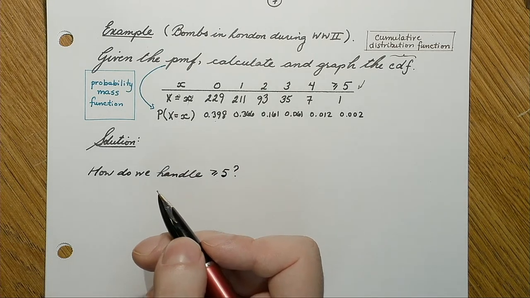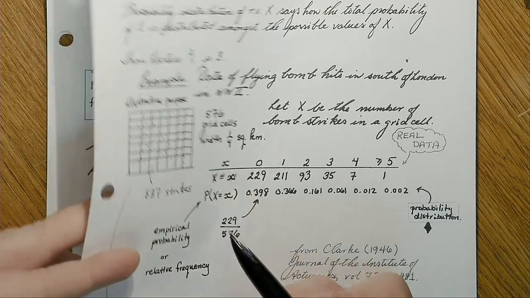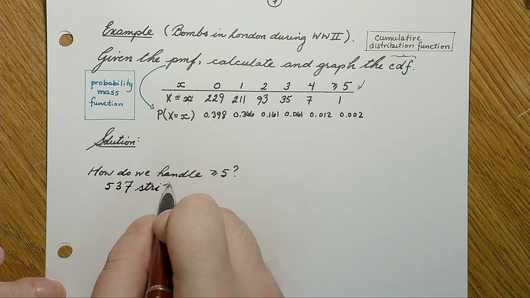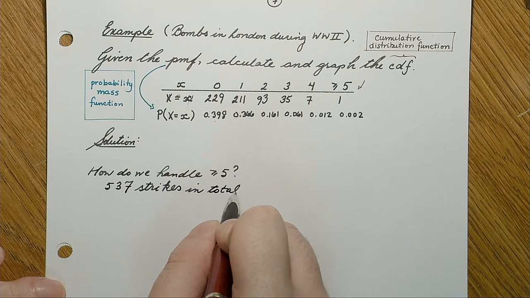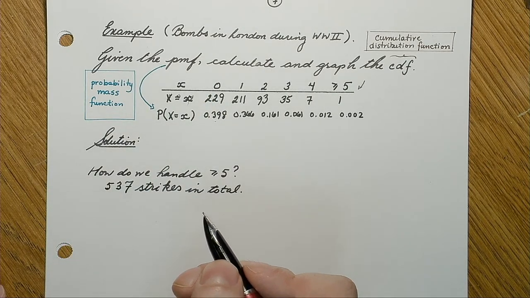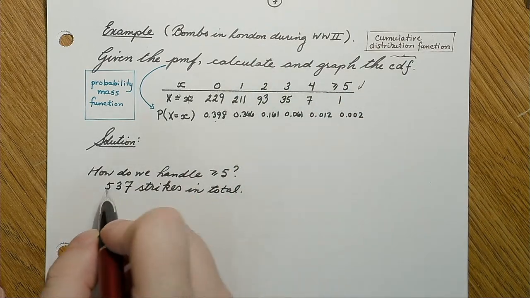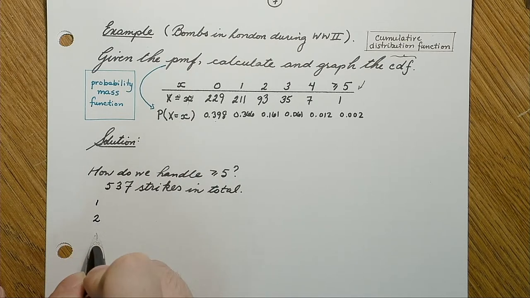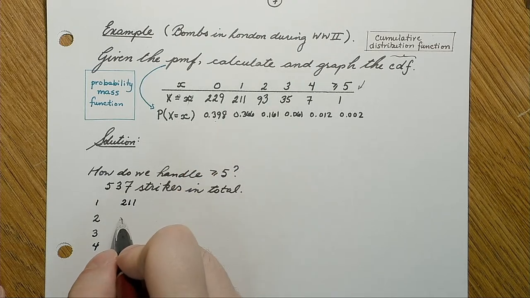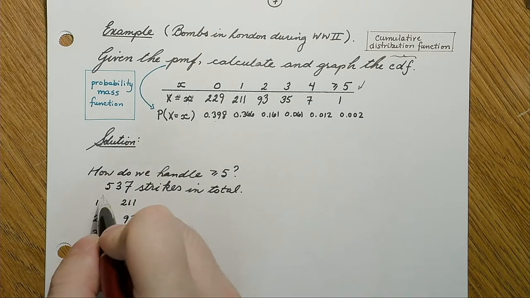Now, the way that we can do this is we were told initially that there were 537 strikes in total. So what we had was, well, we won't count the zero, because those are zeros, that's 229 grid cells where there's zero hits, but we just want the ones where there are hits or strikes. So we have 211. We also have 93, 35, and 7. And so what we need to do is multiply these.